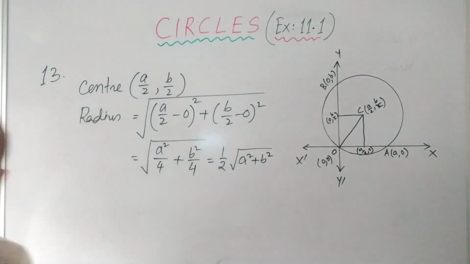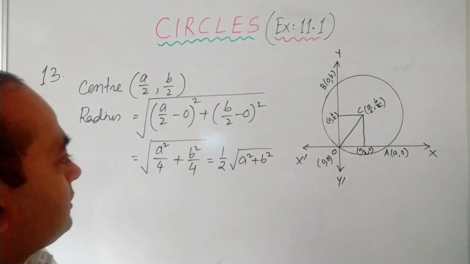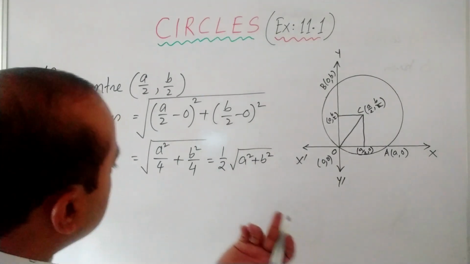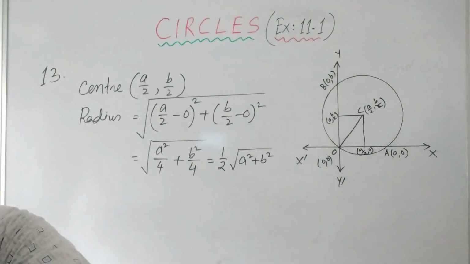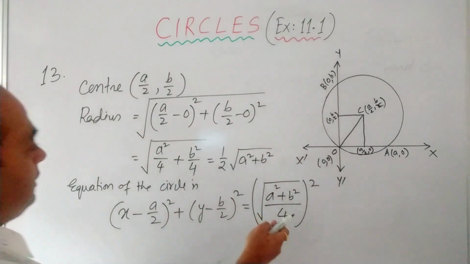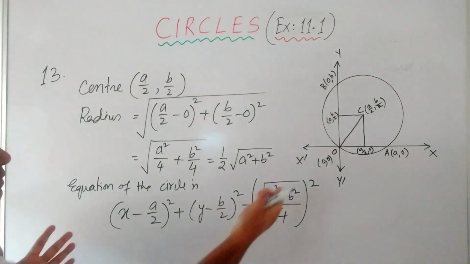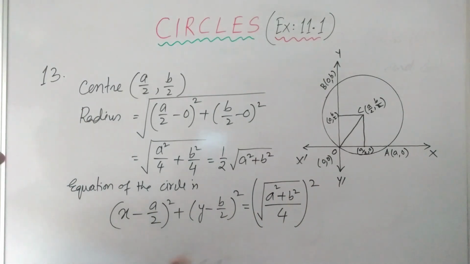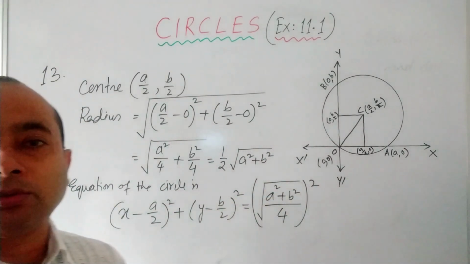So once we have identified the center and radius, now you can easily find out the equation of the circle. So this is the equation of the circle: (x minus a by 2) whole square plus (y minus b by 2) whole square equal to the radius whole square. You can square the right hand side. A square by 4 and b square by 4 will get cancelled, and you can get the equation of the circle.